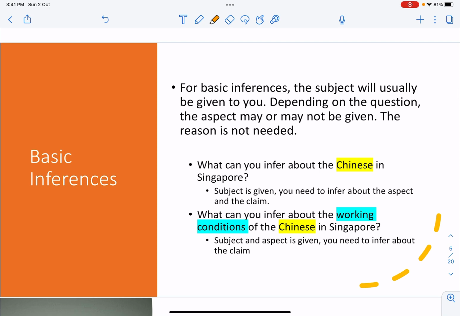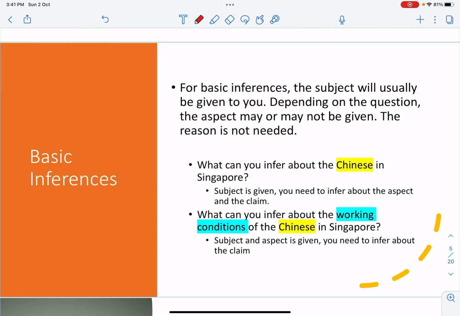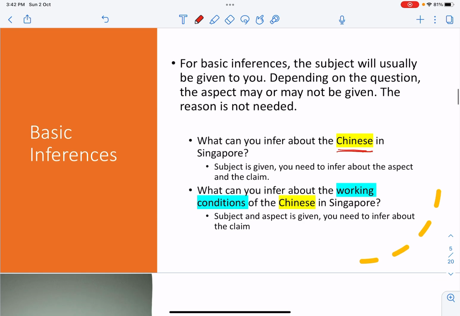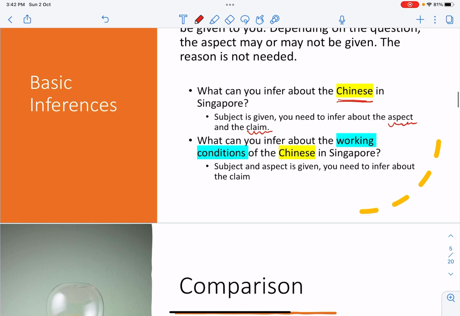Moving on. Basic inferences. Normally, the subject will be given to you. Subject in this case is the main topic that you're inferring about. Depending on the question, they may or may not give you the aspect. So, for example, what can you infer about the Chinese? In this case, only the subject is present. You need to tell me the aspect. You need to tell me the claim itself. Or they can ask you, what about the working conditions? In this case, they already tell you the aspect. Aspect already given.